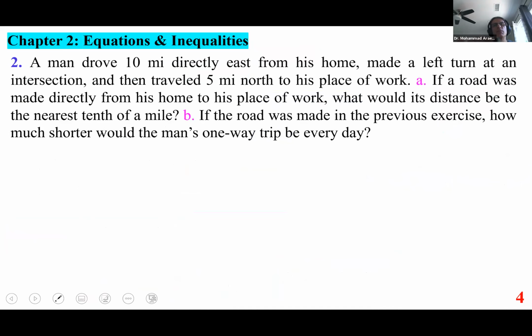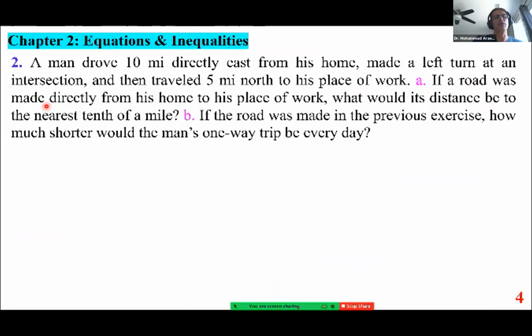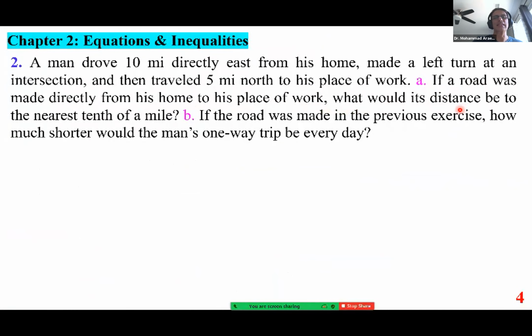A man drove 10 miles directly east from his home, made a left turn at an intersection, and then traveled 5 miles north to his place of work. A, if a road was made directly from his home to his place of work, what would its distance be? Of course, to the nearest tenth of a mile. B, if the road was made in the previous exercise, how much shorter would the man's one-way trip be every day?